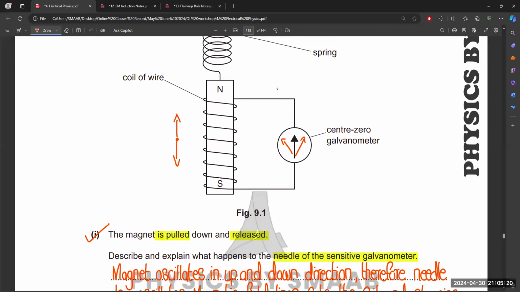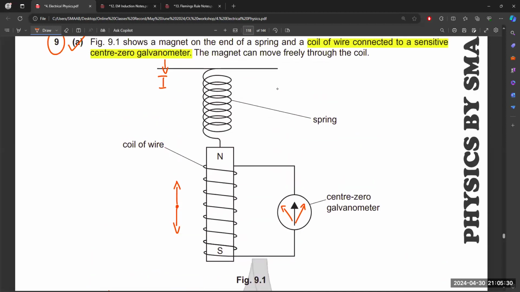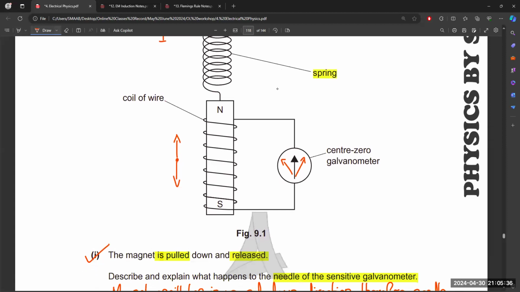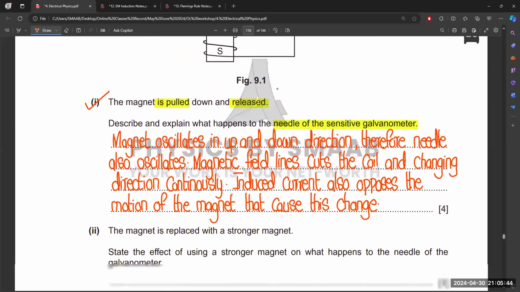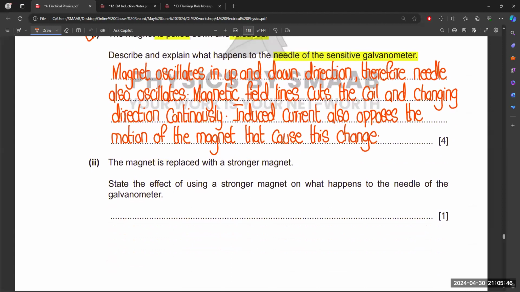So this is again the same phenomenon of electromagnetic induction. We know that the magnet moves out, moves in. So due to change in the magnetic field lines, it will induce EMF, but it is a freely moving magnet because of the spring. So due to this spring, the magnet oscillates up and down freely, like in upward and downward direction. So the needle also deflects towards left or towards right continuously with the change in the direction of the magnet.